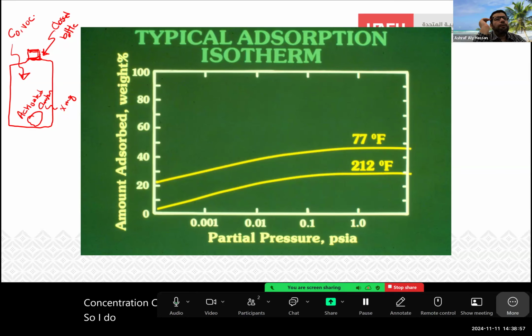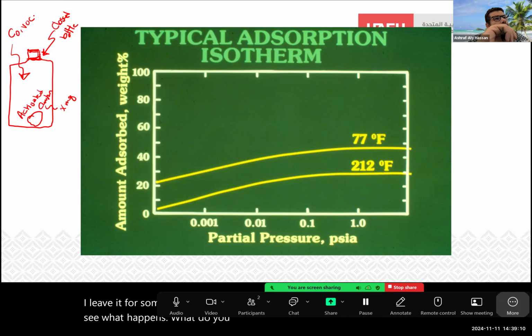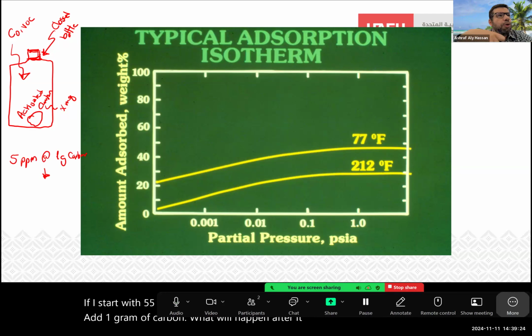I put, let's say, 5 ppm of benzene with 1 gram of carbon. I leave it for some time. I keep shaking it for some time, and then I see what happens. What do you think will happen? If I start with 5 ppm at 1 gram of carbon, what will happen after it reaches equilibrium? Equilibrium meaning I keep it until it doesn't change anymore. What will happen to the concentration?